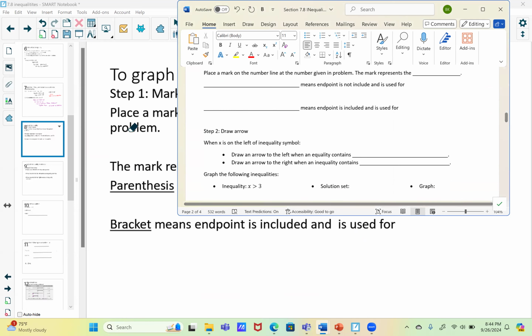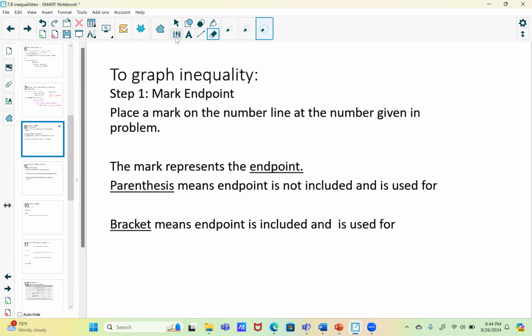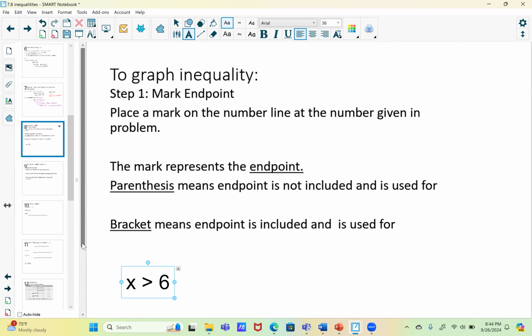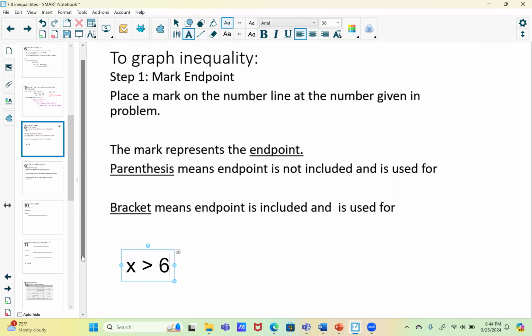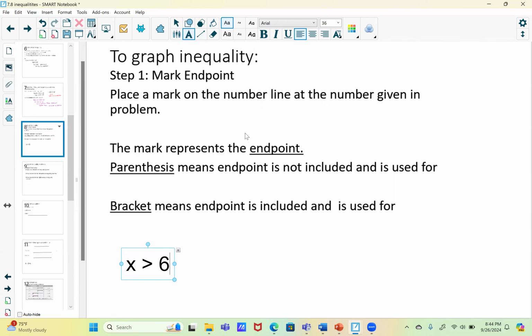So we're going to start with graphing. When I say graph, what we want to do is, if I have something like x is greater than 5 or 6, I want to be able to graph this on a number line. And when we graph this on a number line, we start by placing a mark on the number line at the number given in the problem. The mark represents the endpoint.